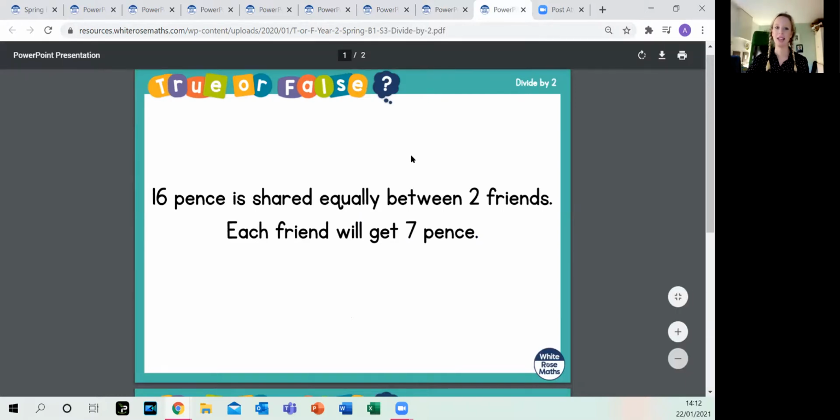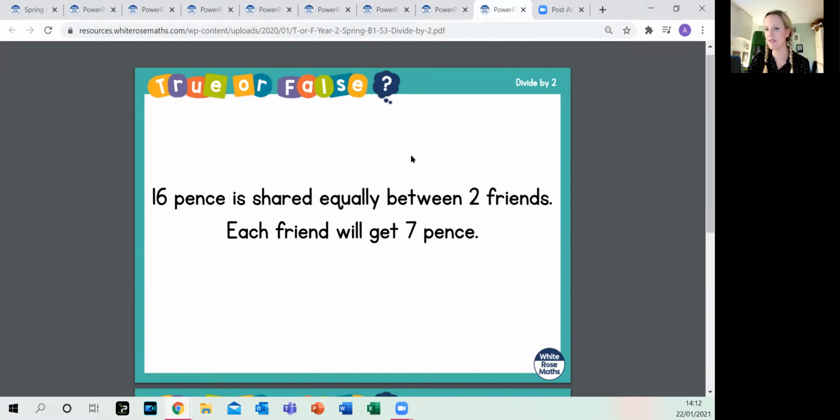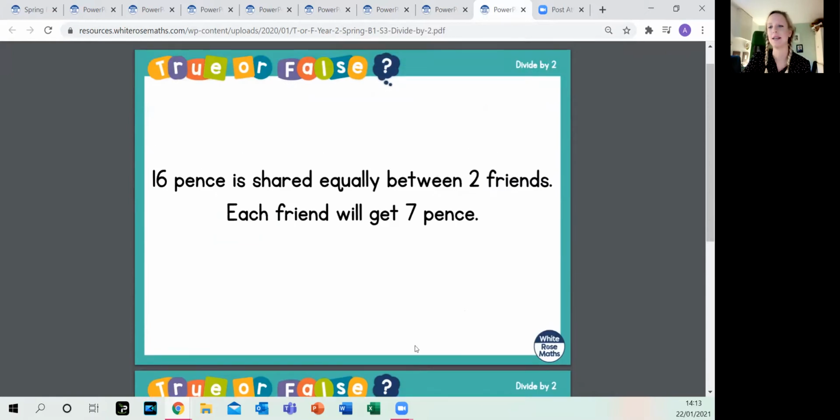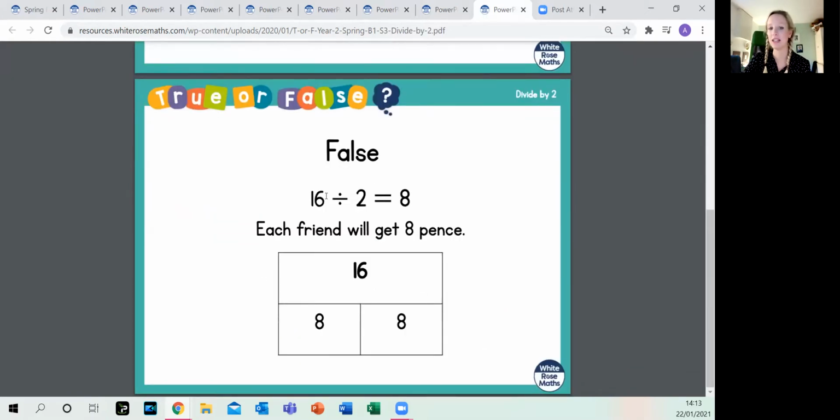Last one. 16 pence shared equally between 2 friends. Each friend gets 7p each. Is that true? Is that false? The answer is false, because if you have 16 and you share that between 2 groups, it's 8 pence that each friend will get, not 7p. If you had 2 groups of 7p, 7 add 7 is 14 pence. They didn't have 14p, they had 16 pence. So 16 divided by 2 equals 8. So each friend will get 8 pence.